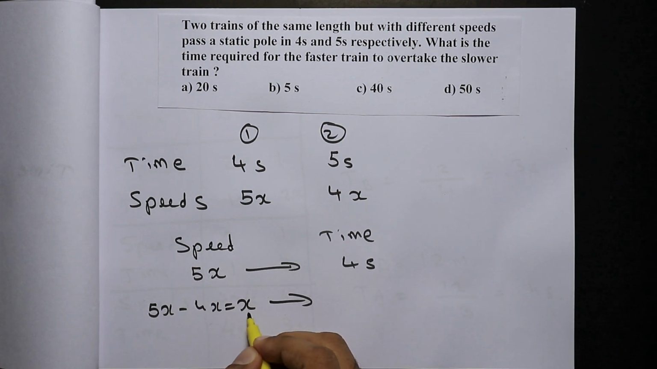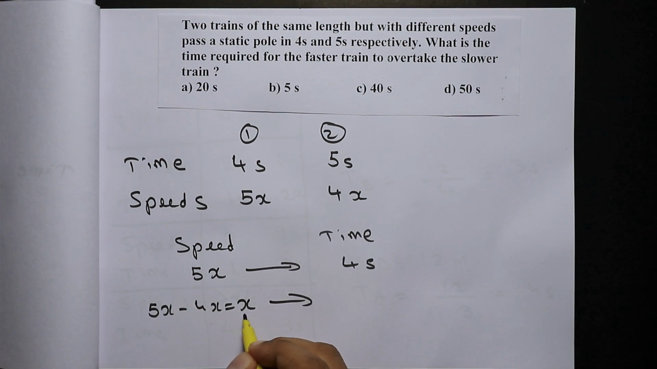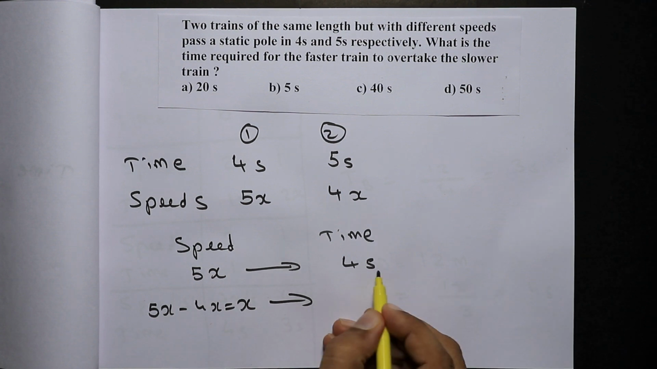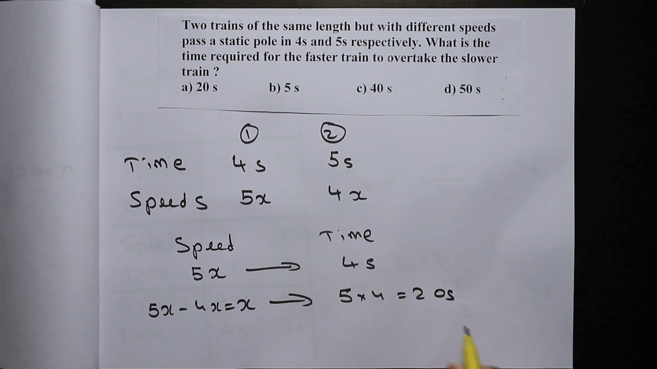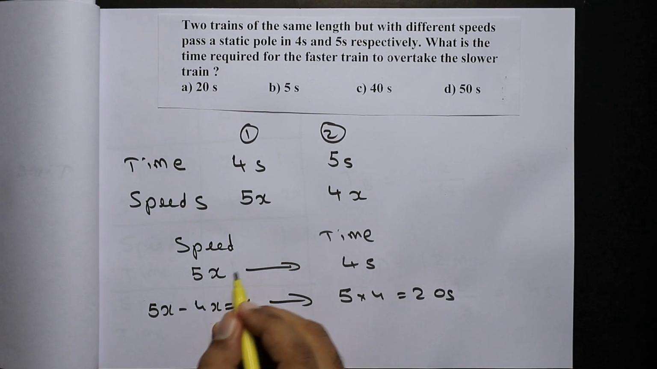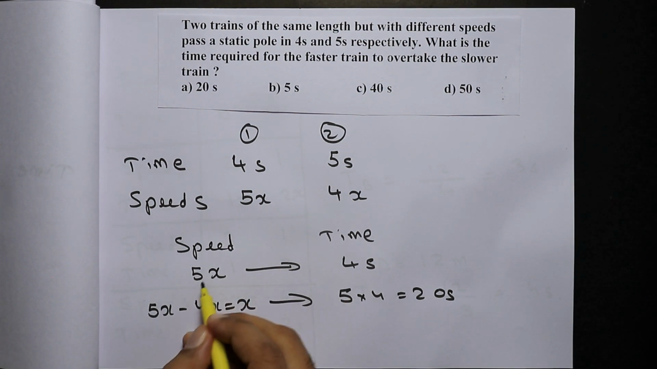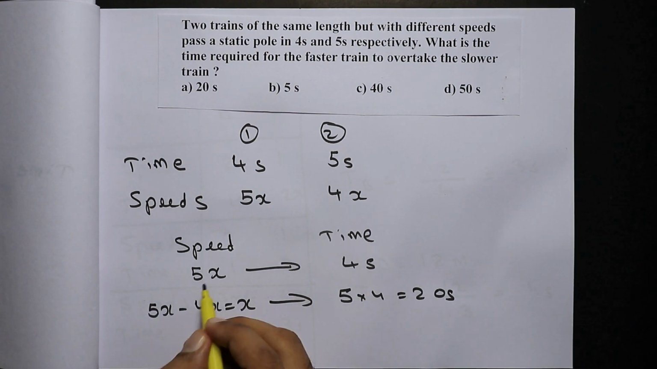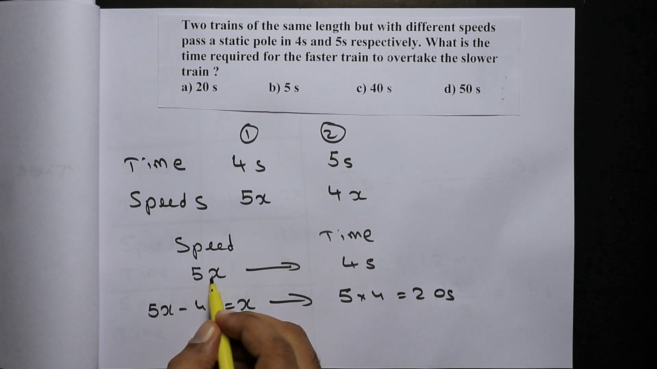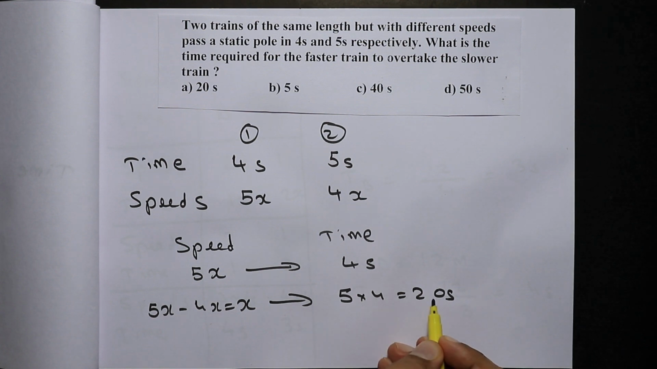When the speed is 5x, time required is 4 seconds. Now when the speed is x, it means speed has been made 1/5. When the speed is made 1/5, time required will become 5 times. 5 times 4, that will be 20 seconds. That is, if you double your speed, time required will become half. Similarly, if you make your speed 1/5 as much, then the time required will become 5 times. Similarly, from 5x to x, the speed has been made 1/5 as much, so the time required will become 5 times. 5 times 4 is 20 seconds.